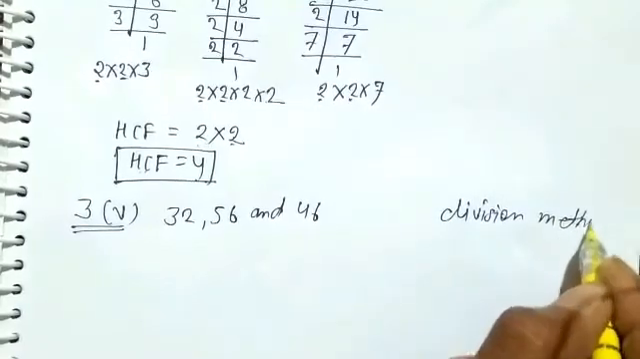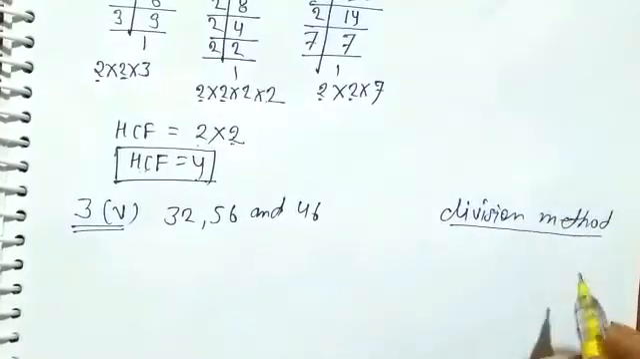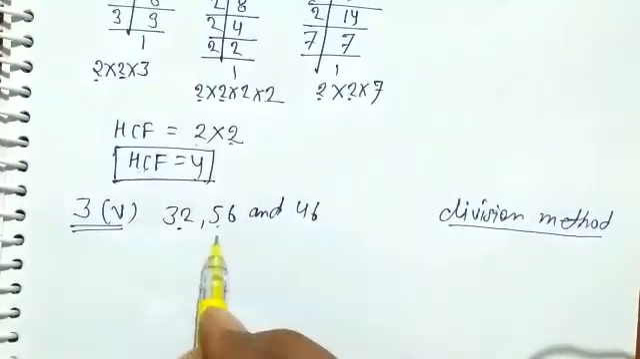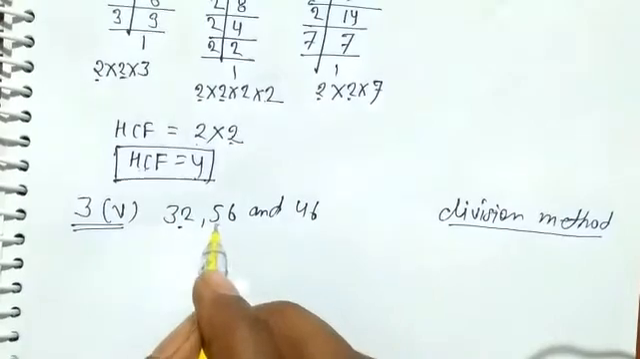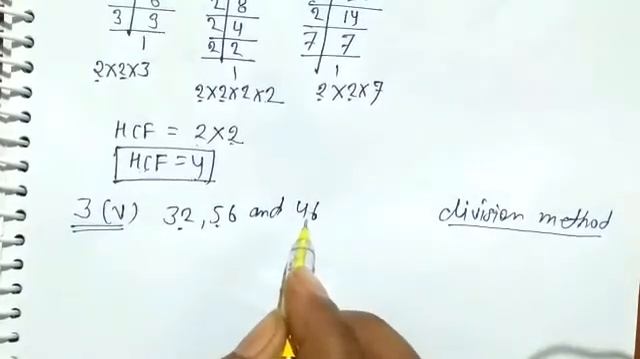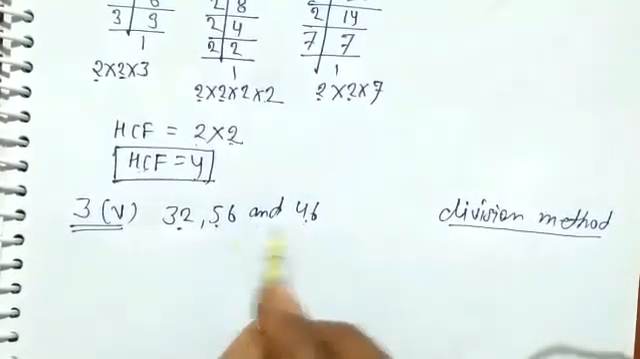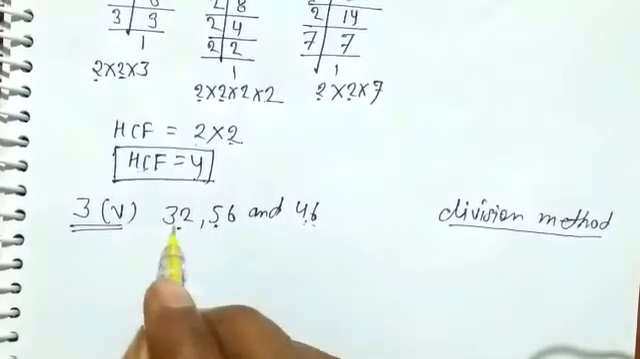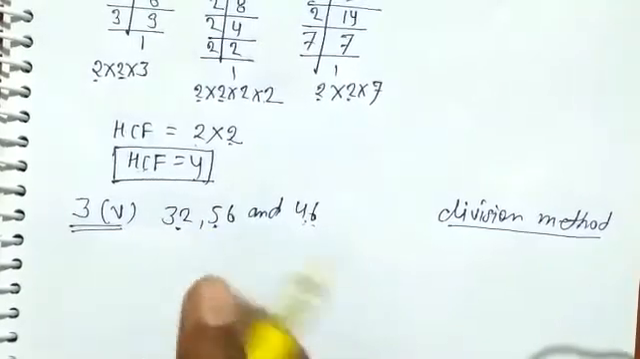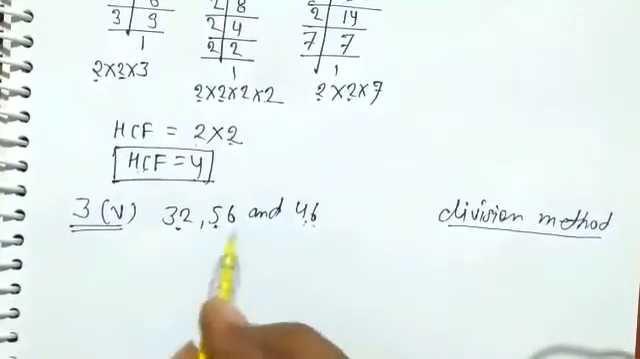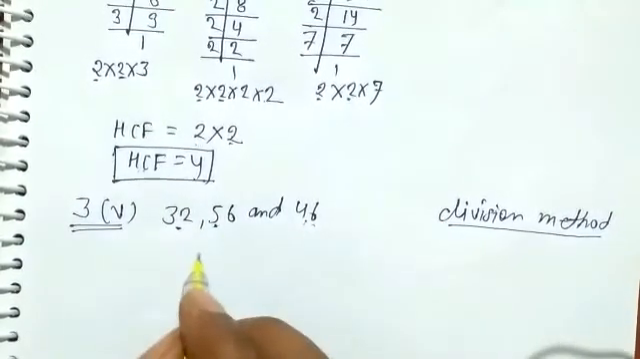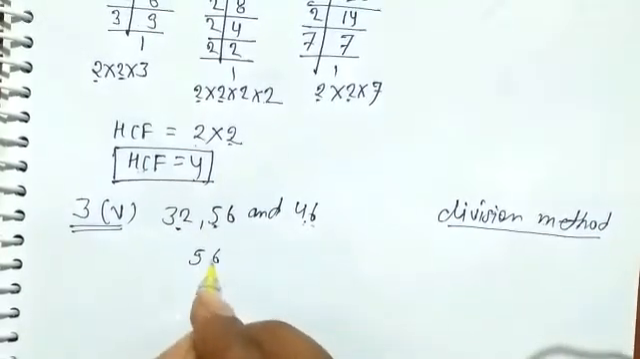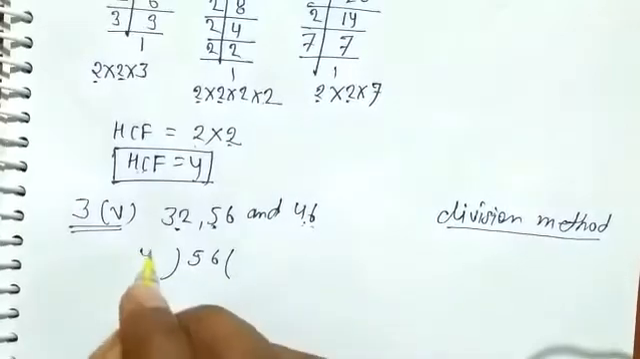In this method we divide the greatest number by the smaller one, but there are 3 numbers. So first of all we will divide 56 by the second largest number, and then after finding the HCF of these numbers, that HCF will be checked with 32. You can use any 2 numbers, so we will use 56 and 46 first. Which number is greater? 56. So first of all divide 56 by 46.